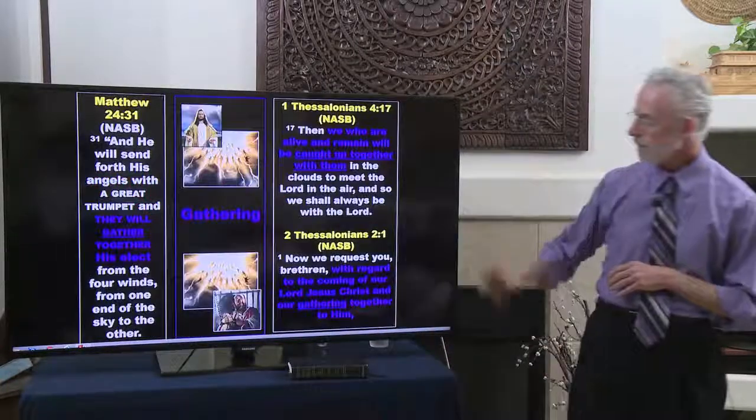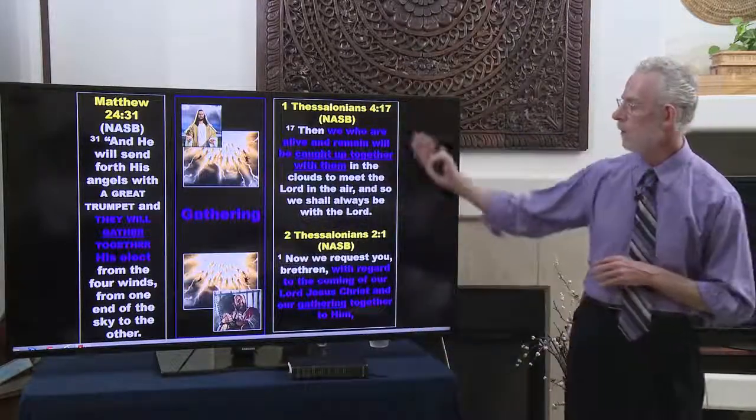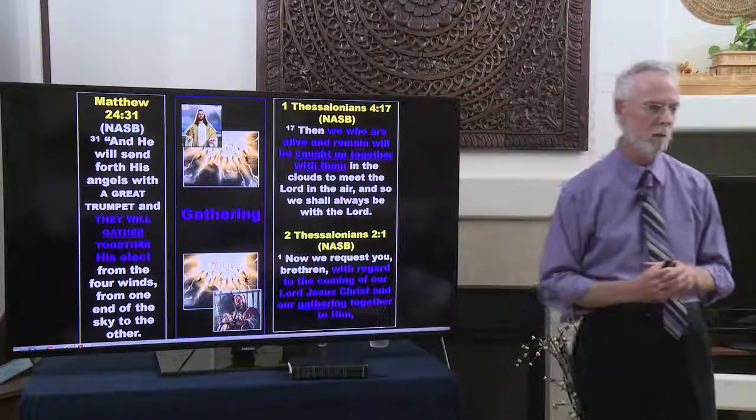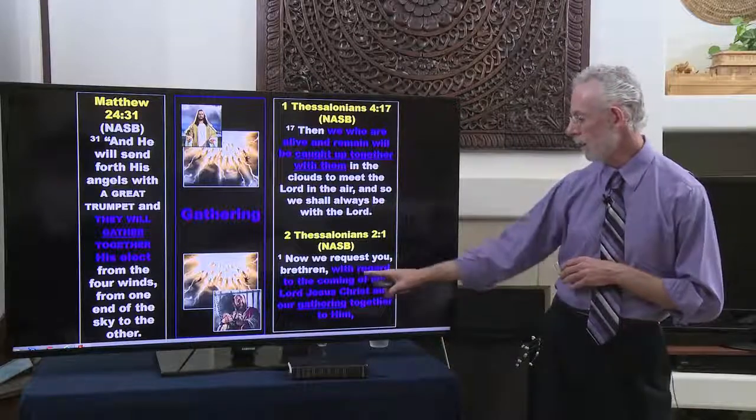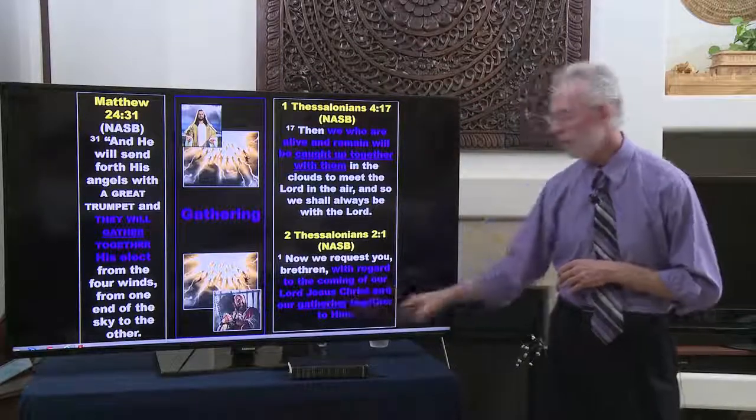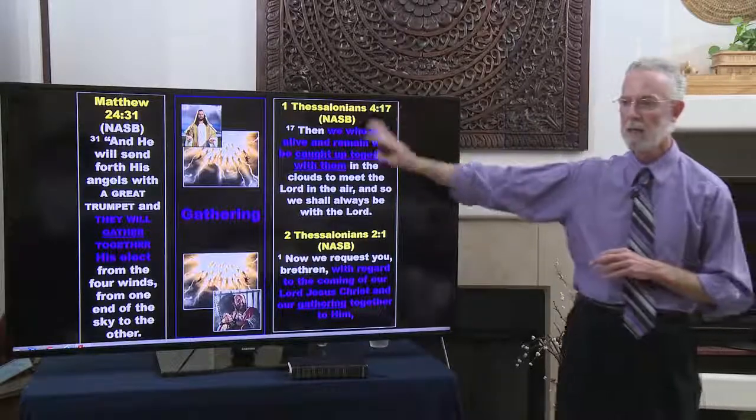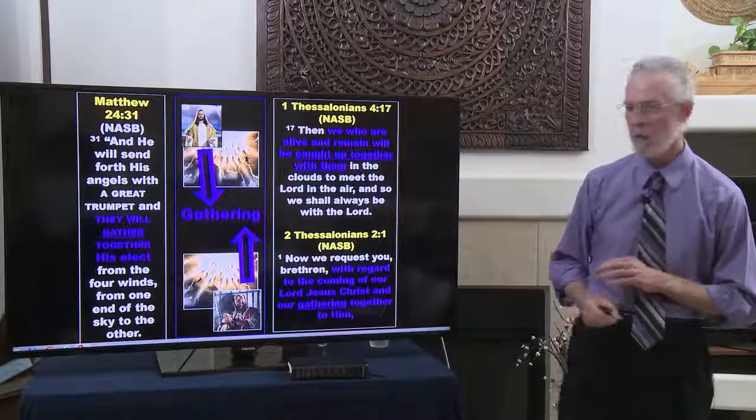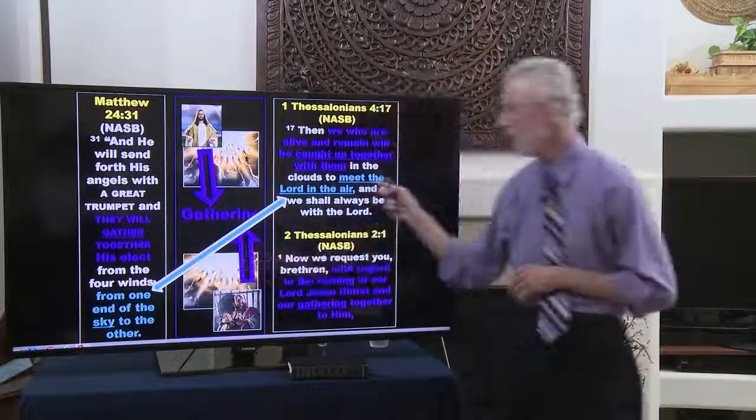All right. Jesus said he's going to send his angels. They're going to gather together his elect. The Apostle Paul said that we who are alive and remain will be caught up together with the Lord in the air. That's a gathering. In 2 Thessalonians, Paul said, with regard to the coming of our Lord Jesus Christ and our gathering together to him. These are two passages where Paul's talking about the rapture. These are indisputable rapture passages, and Jesus is saying the same thing. They're both talking about a gathering, right? So again, they both say it's going to happen in the sky and in the air.